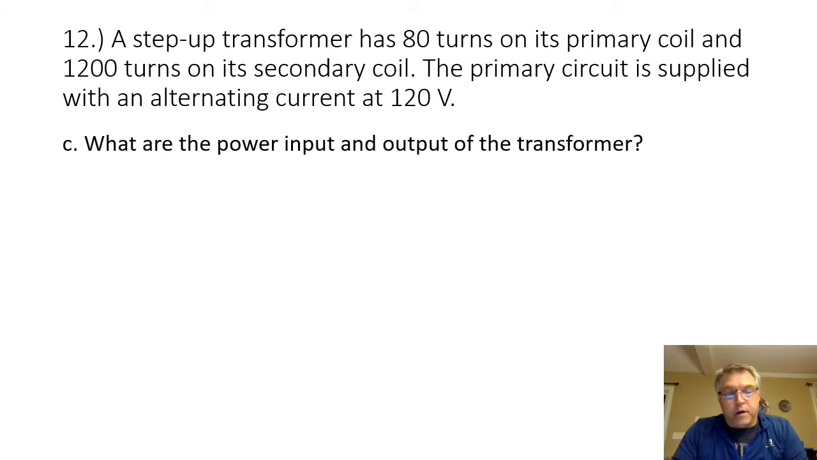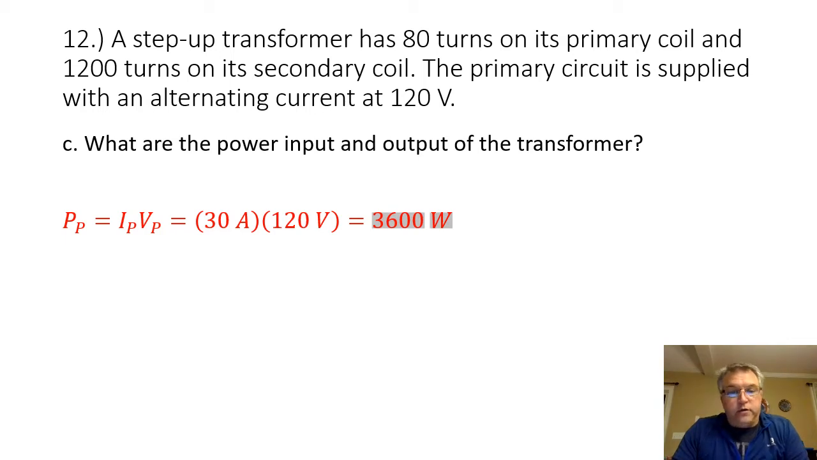Part C of problem 12 asks, what are the power input and output of the transformer? To find the power going into the primary coil, we have to use the current and the voltage going into the primary coil. So my primary power is going to equal my primary current times my primary voltage. My primary current was 30 amps and my primary voltage was 120 volts. When I multiply them together, I'm going to have a primary power of 3600 watts.